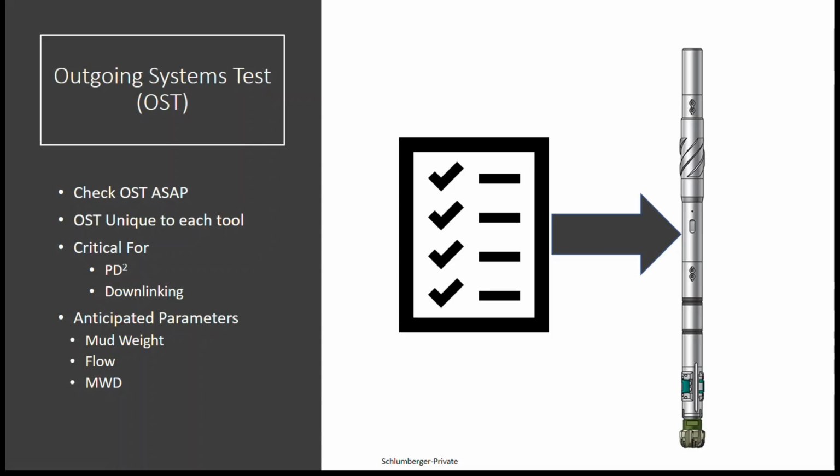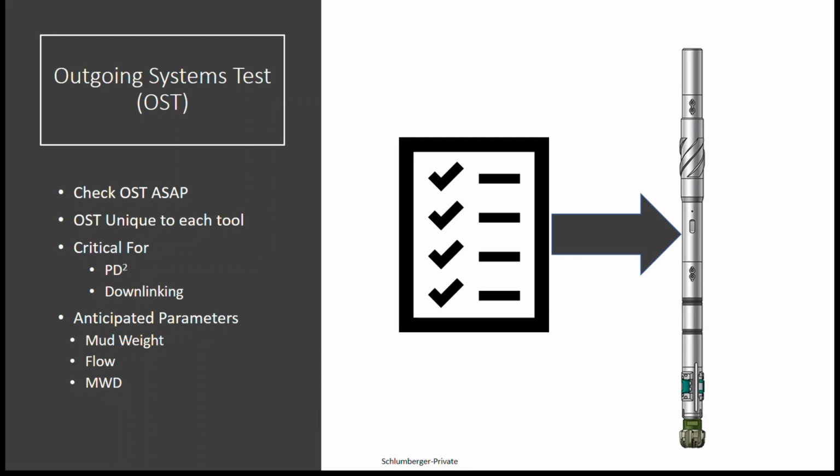Alright, so this wraps up the breakdown of the OST sheet for each orbit. A few key points I want you to take away from this video is, remember, check out your OST as soon as possible. With all this critical information, it gives you time, if the tool is not set up or fit for duty for this job, to get one out there that is. Also remember, each OST is unique to each tool. So your flow loop analysis, software, firmware is particular to this tool.